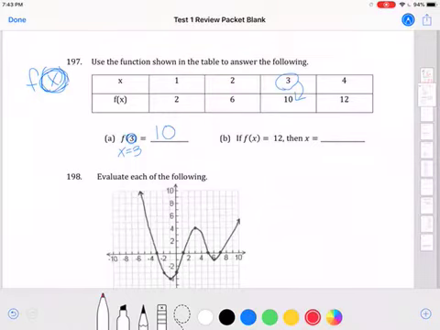Now looking at it the other way for part B, if f of x equals 12. Well, look, here's f of x right here. If I go to where it's 12, the rest of the question says then x is equal to what? Well, x is equal to 4 when f of x is 12. You have to fill in the blanks with what it's missing given what you have.